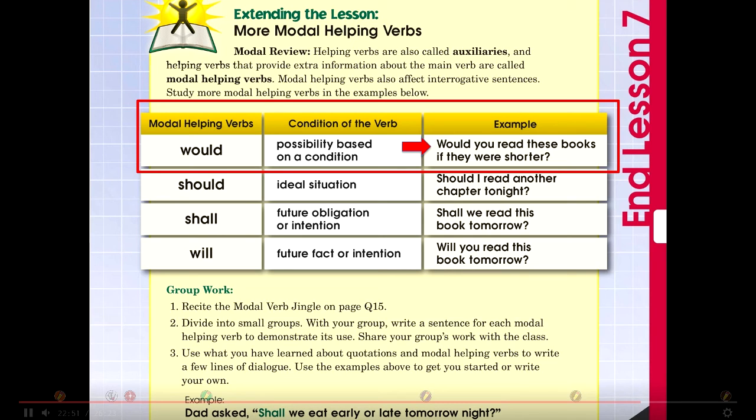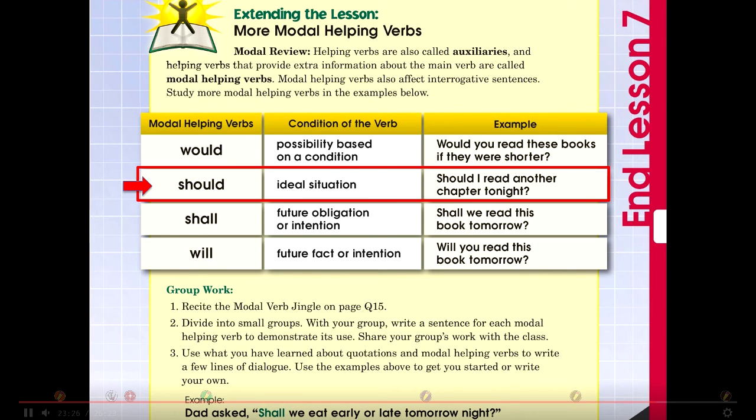You can probably see that the modal helping verb would is the first word in this interrogative sentence. That means it's a question. The question that we're actually asking is, is there a possibility, based on different conditions, that you might read these books? The condition that we're referring to in this sentence is whether or not the books would be shorter. Would you read these books if they were shorter?